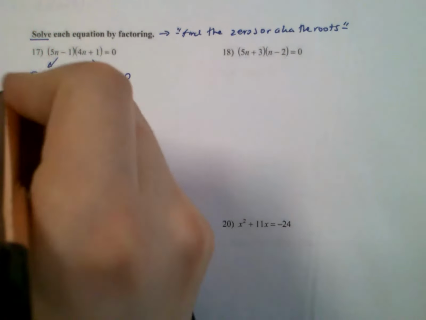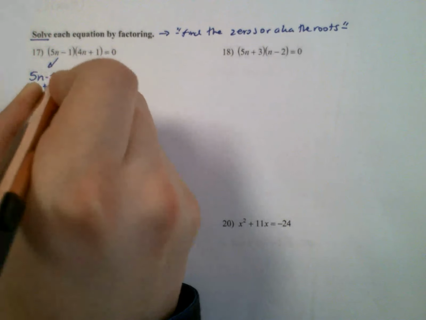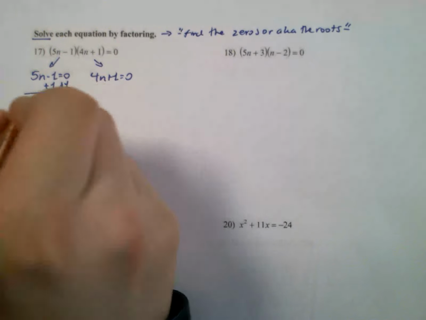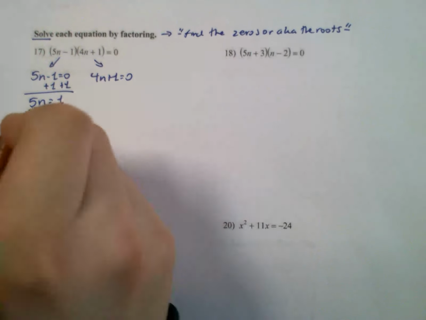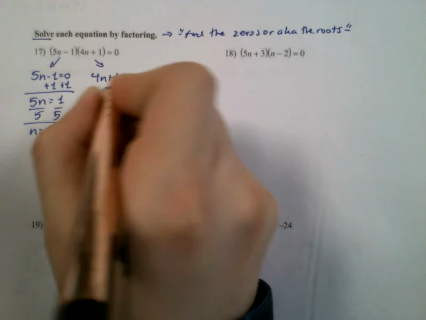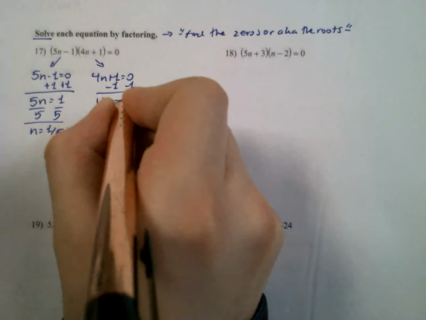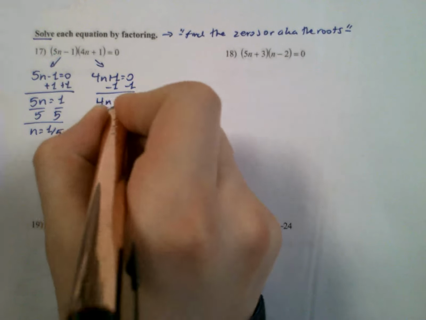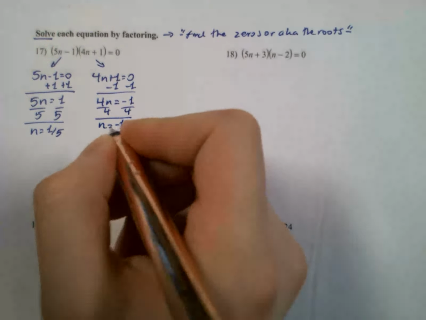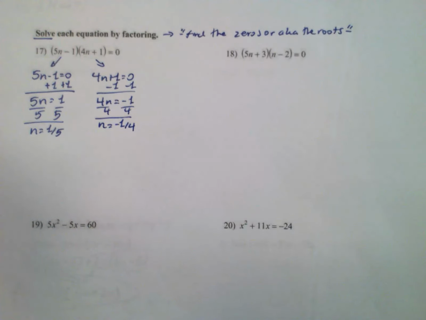All right? Now, from there, let's go and solve for n. Add 1 to both sides. Okay? I get 5n equals 1. Divide by 5. I get n is equal to 1/5. Other one, subtract 1 from both sides. 4n equals negative 1. Divide 4 from both sides. You get n equals negative 1/4. Okay?